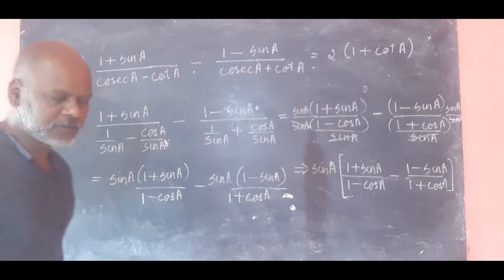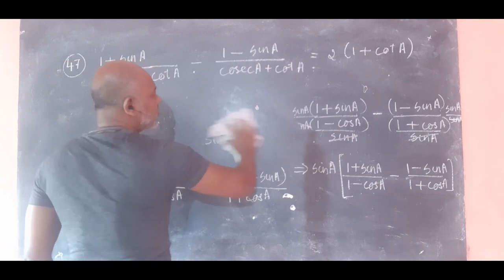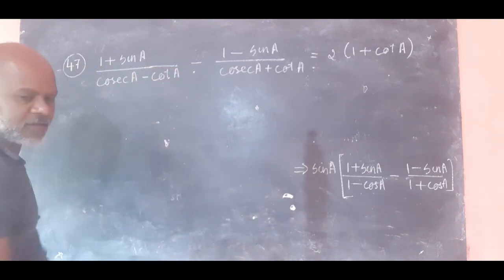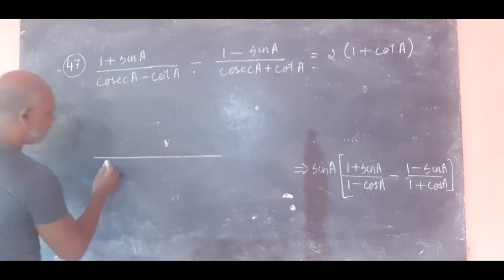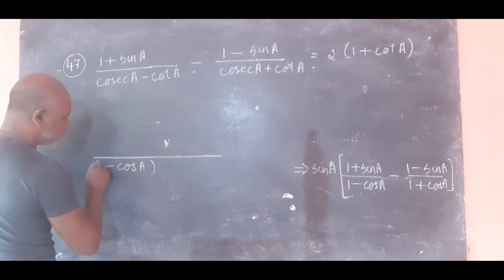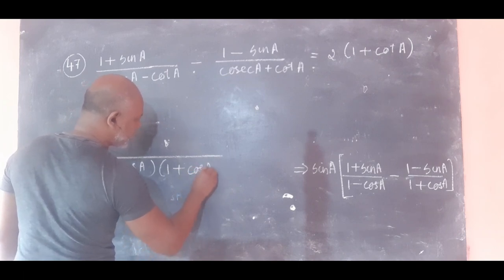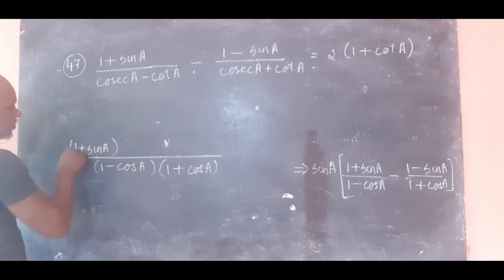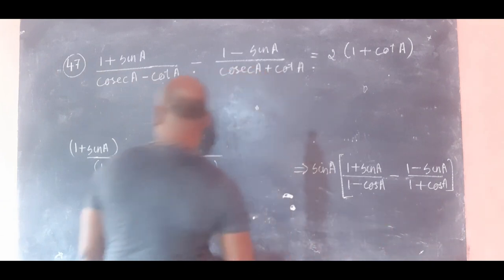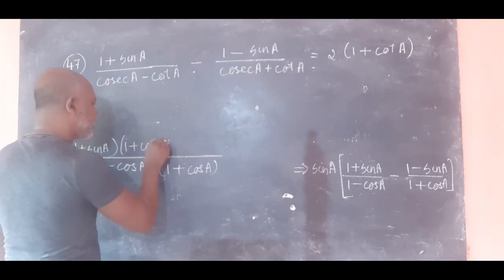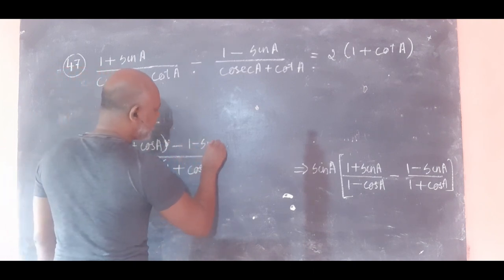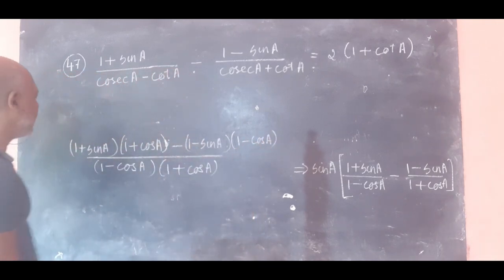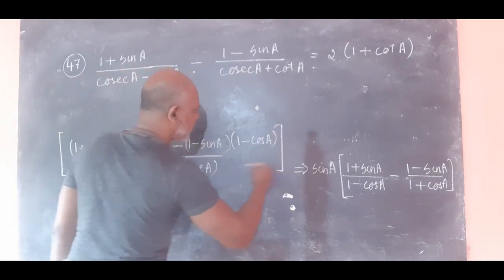So we'll cross multiply this. Let's find the LCM of the denominators. The LCM is (1 plus cos a) into (1 minus cos a). So now in the denominator we have 1 minus cos a into 1 plus cos a. As a result, here it becomes (1 plus sin a) into (1 plus cos a), minus (1 minus sin a) into (1 minus cos a). And outside we have sin a.